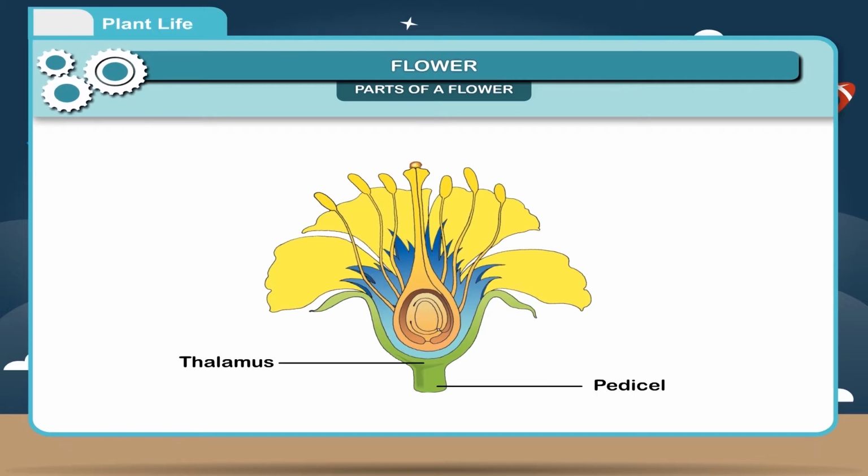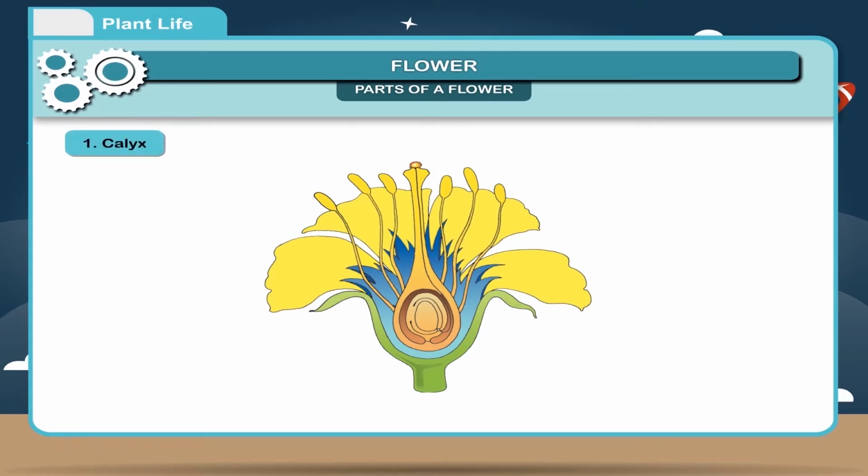The other parts of the flowers are arranged in 4 whorls. They are 1. Calyx. This is the outer whorl of the flower. It consists of a few green-colored leaf-like structures called sepals. They provide protection to the flower in bud condition.